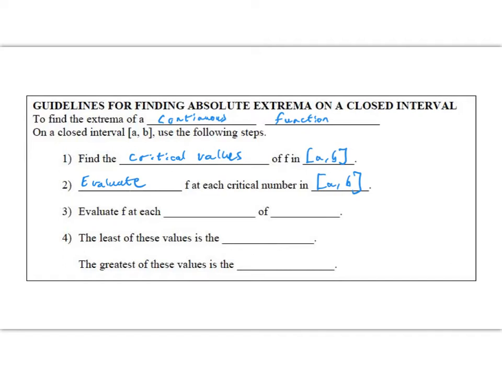And then once that's done, we're going to evaluate at each endpoint of a to b. So we're going to find f of a and f of b. And once we discover what all of these things are, then the least of these values is the minimum, and the greatest of these is obviously the maximum. So this is the process that we're going to use for finding the extrema. Let's jump in with a couple of examples here and show you how this works.